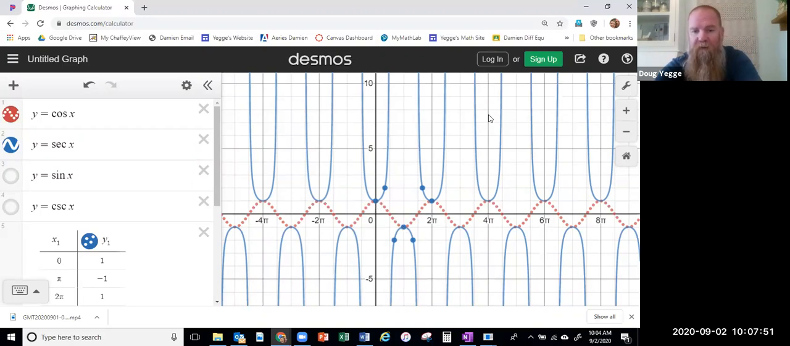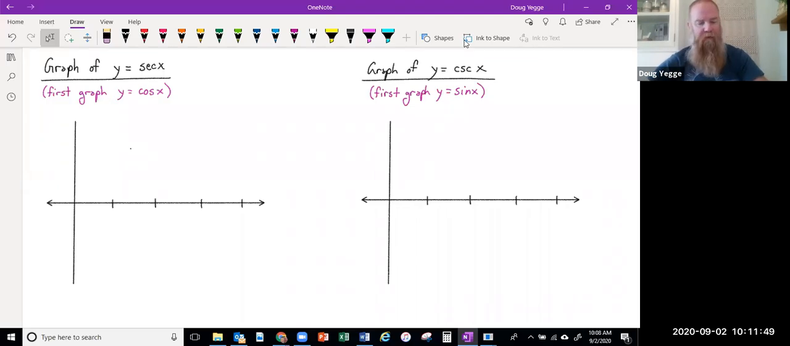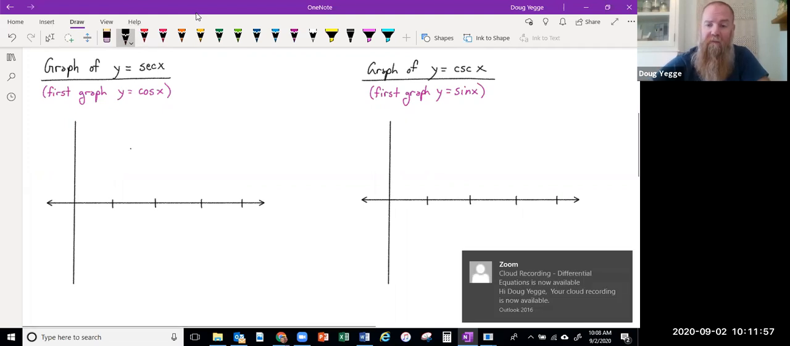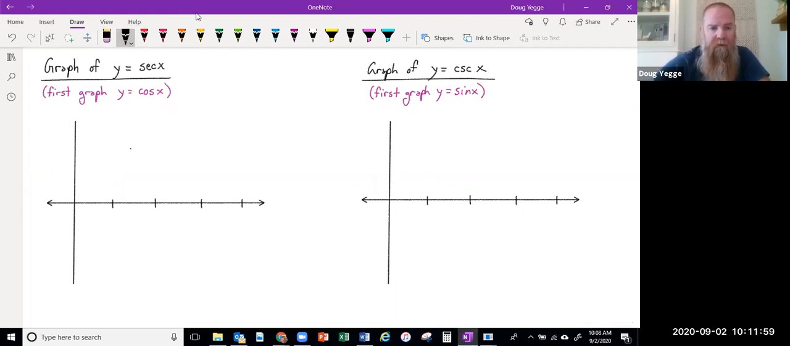So let's take a look at how to graph this by hand. Well, in order to graph either any secant function or any cosecant function, the first thing we're going to do is to graph their corresponding reciprocal function. So the first reciprocal function we're going to plot here, we're going to say is y equals 1 here and y equals -1. Okay, and we're going to plot cosine of x.